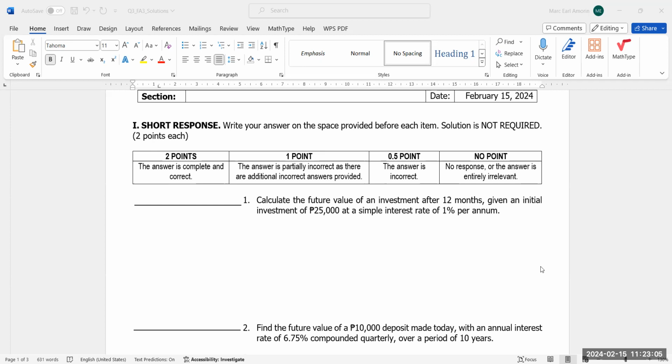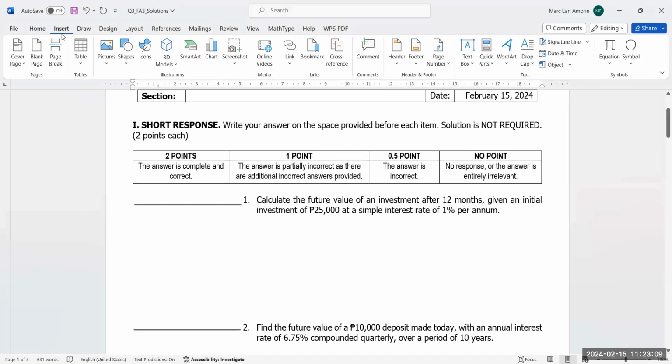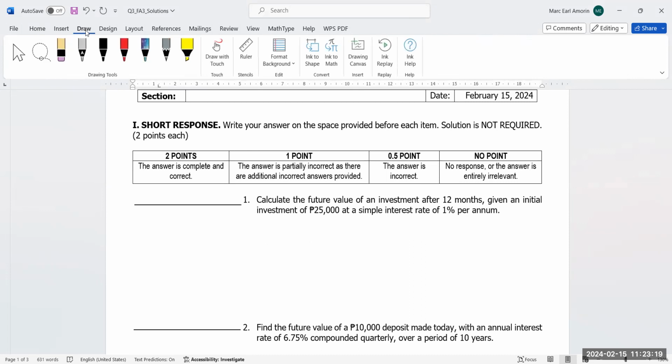Okay, so for number 1, we need to calculate the future value of an investment after 12 months given an initial investment of 25K at a simple interest rate of 1% per annum. Okay, so let's start with the given. So we have here a given principal, which is equal to 25,000. Our I, or interest rate, is 1%, or that's 0.01.